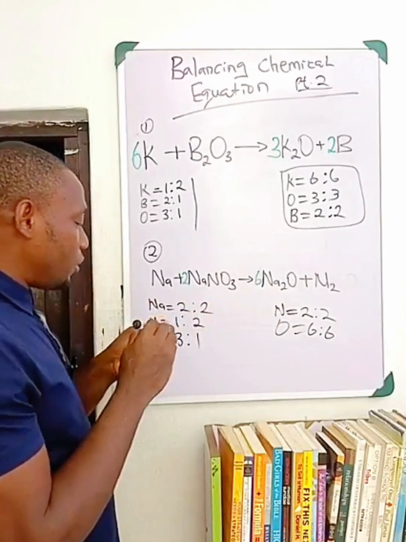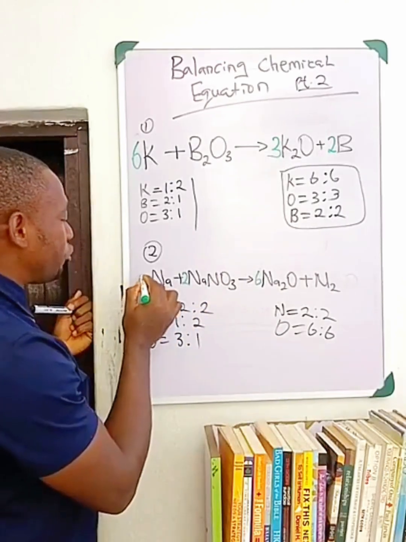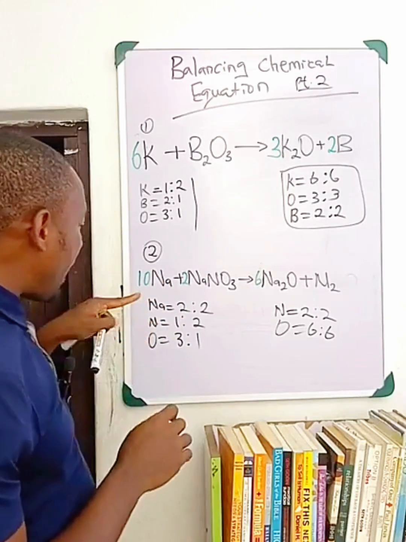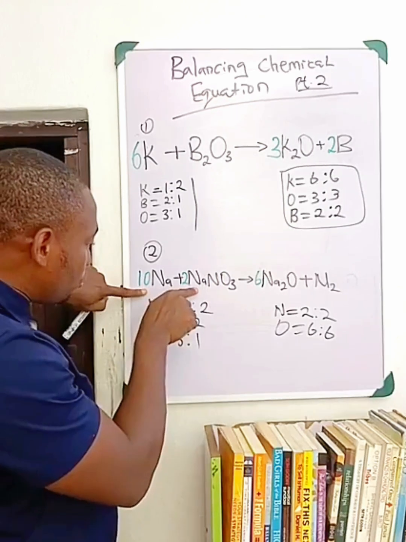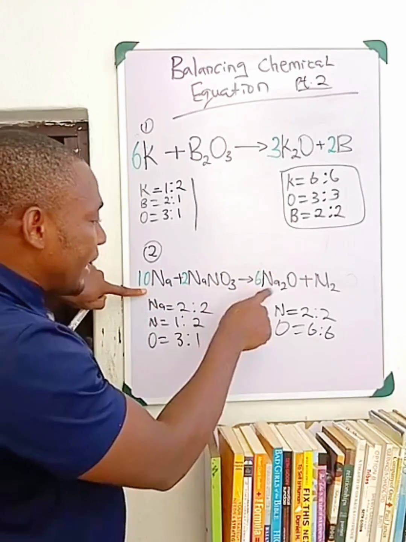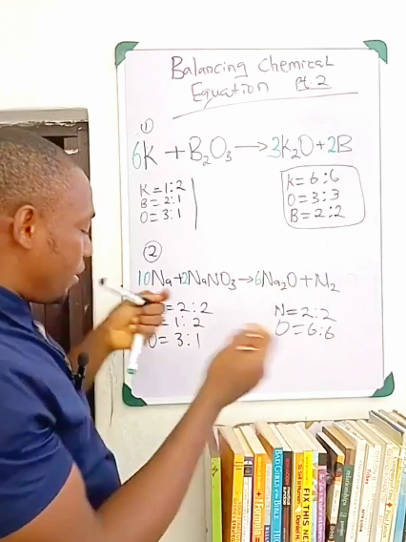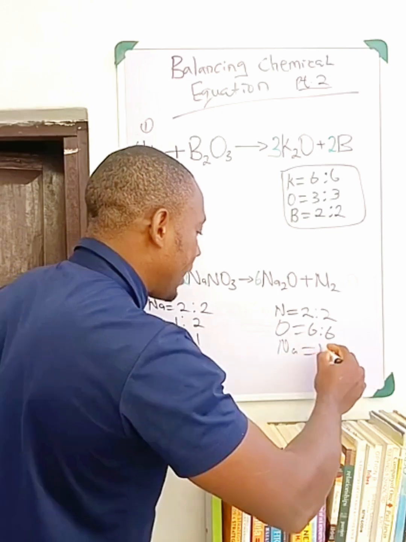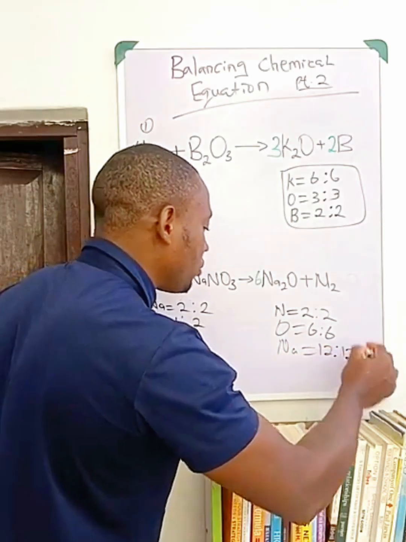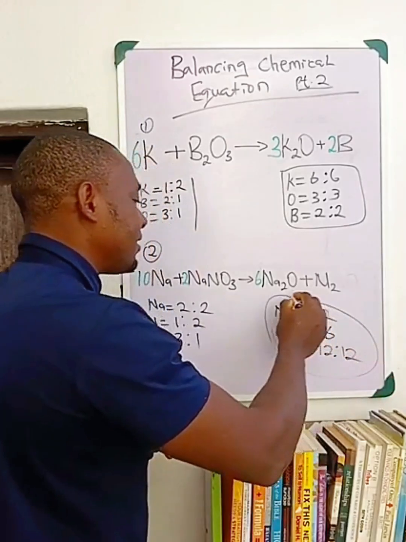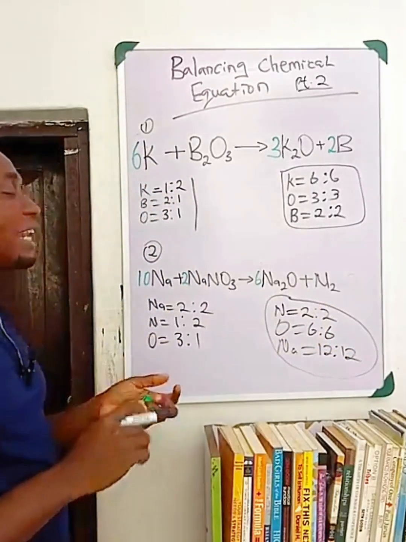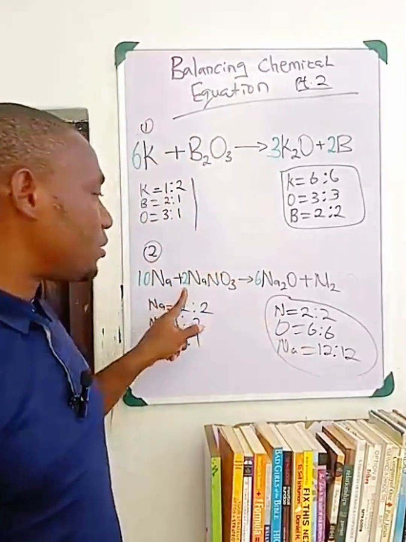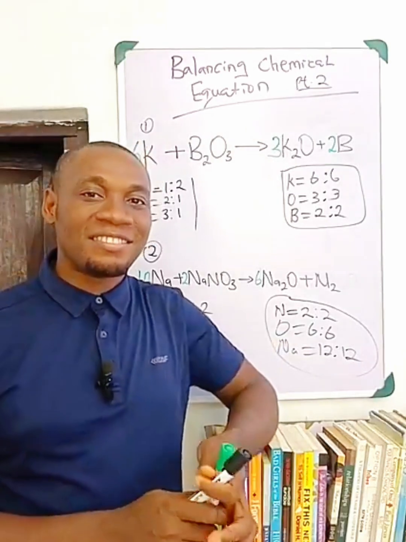So what we are going to do now is to introduce 10 as the coefficient of sodium on the reactant side. By this, we now have 10 sodium plus 2 sodium, that's 12. Then 2 times 6, 12. Sodium is now balanced. 12 is to 12. You can now say that this equation is balanced.